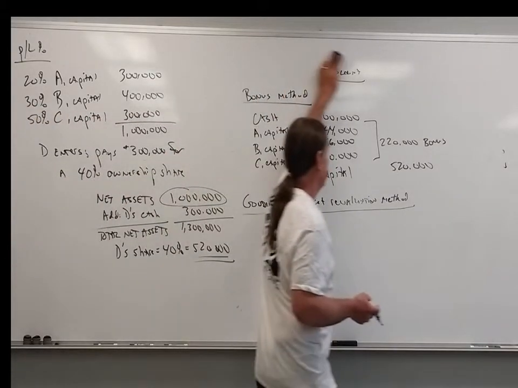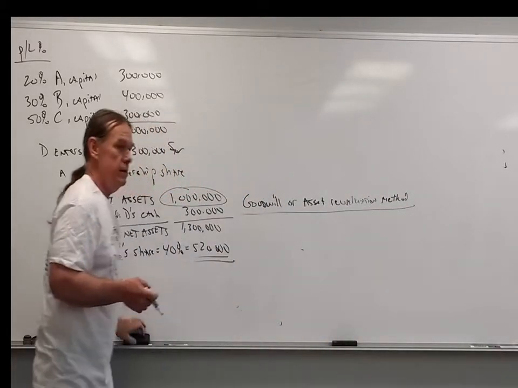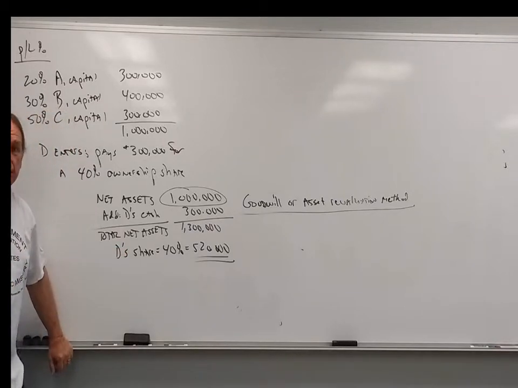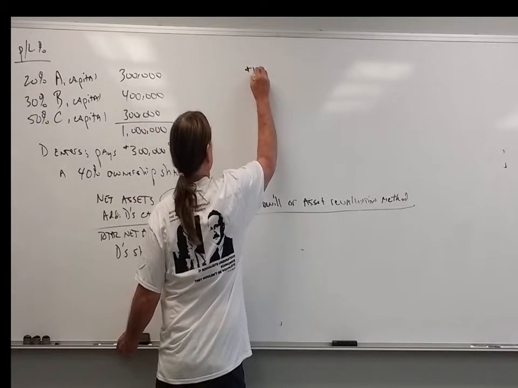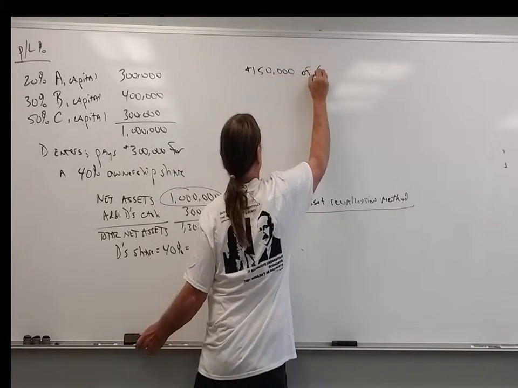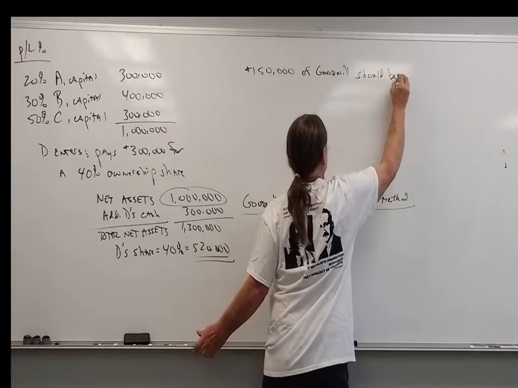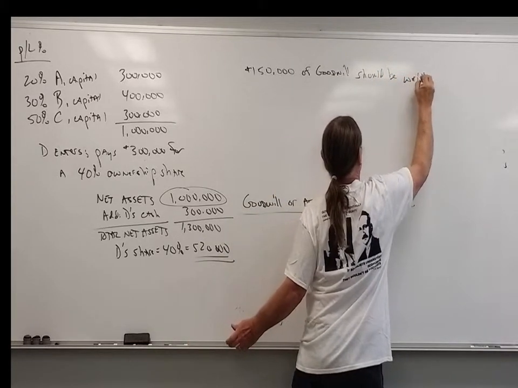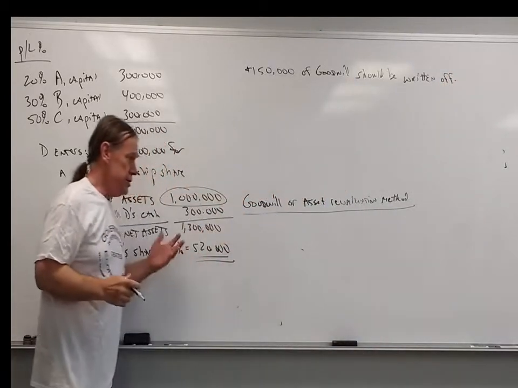Let's go ahead and make up a little story to go along with this. Let's say that A, B, C, and D sit down together with the accountants and the appraisers, and they say, look, you've got $150,000 of goodwill on your balance sheet that needs to be written off. So, again, D's getting in at a discount.